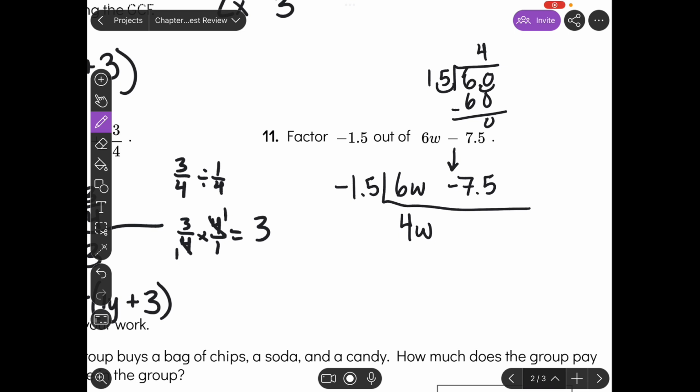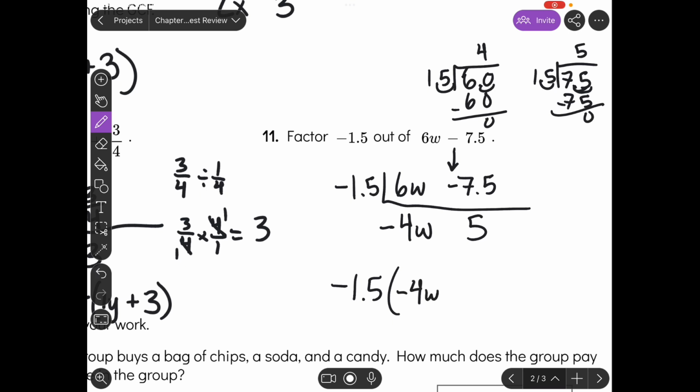Add my variable. This was a positive. I'm taking out a negative or dividing by negative. Positive divided by negative should be negative. For the next one, I can think 1.5 into 7.5. Move my decimals for how many 15s are in 75. That would be 5, and it goes in evenly. I have a negative being divided by a negative. This is going to remain a positive. To make my expression, take what you factored out, and in the inside, I'm left with negative 4w and a positive 5, or plus 5.